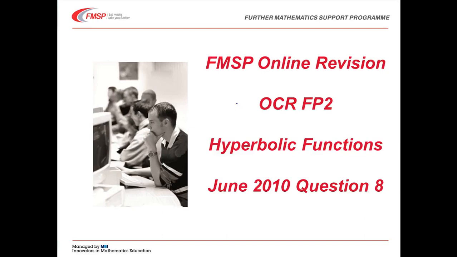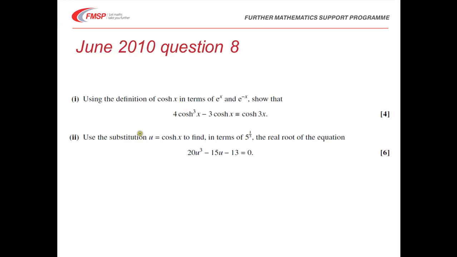This session is for OCR FP2. The topic is hyperbolic functions, and we're looking at June 2010, question 8. So just looking at the question first of all to see what we've got to do.